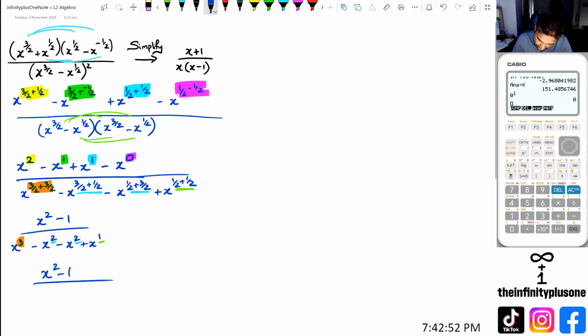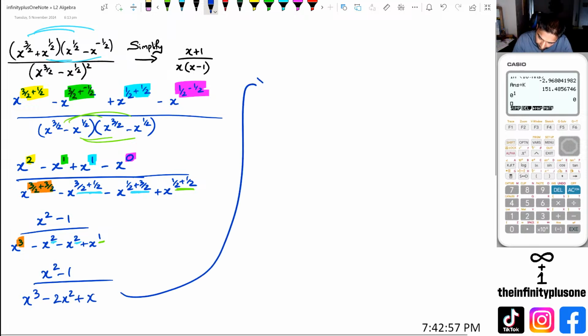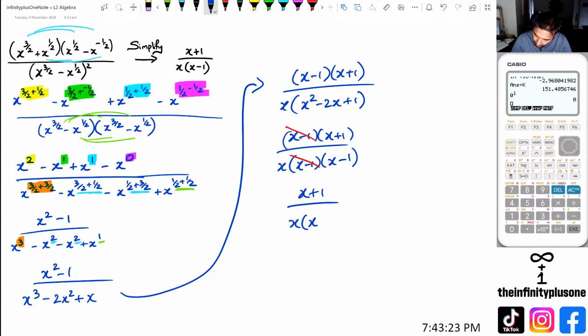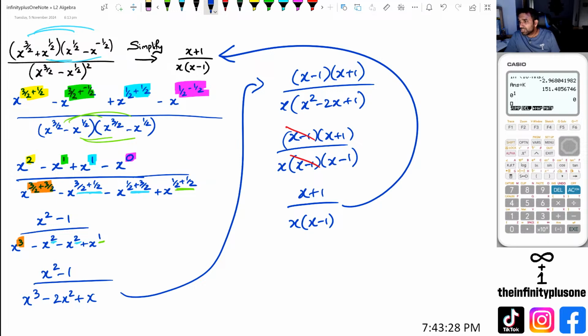So carrying on, I'm going to get x squared minus 1 divided by x cubed minus 2x squared plus x. x squared minus 1 I can factorize as x minus 1 and x plus 1. Over x is a common factor, so x squared minus 2x plus 1. Factorize it once more, and I'm going to get x minus 1, x minus 1. Cancel out my x minus 1s, and I end up with x plus 1 over x, which is the proof there.